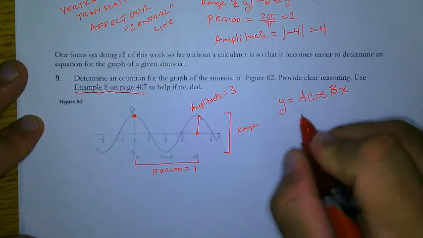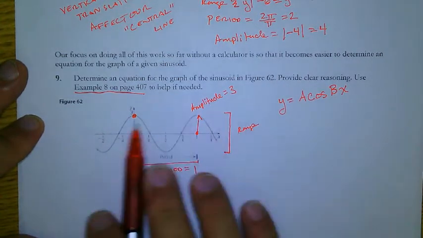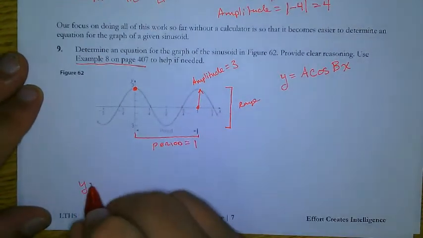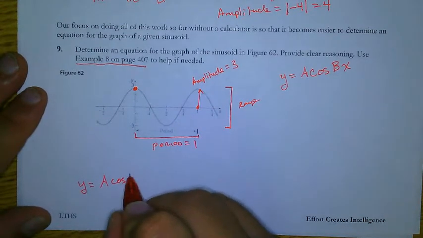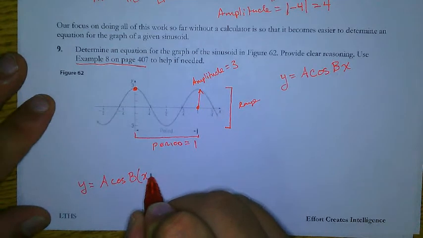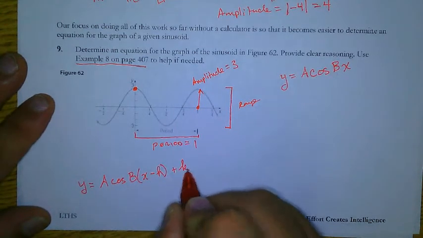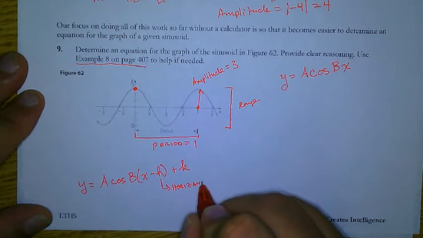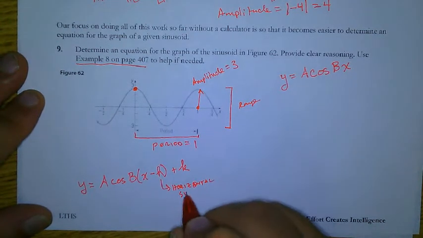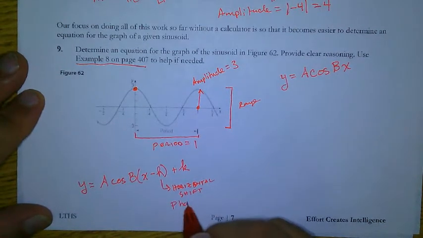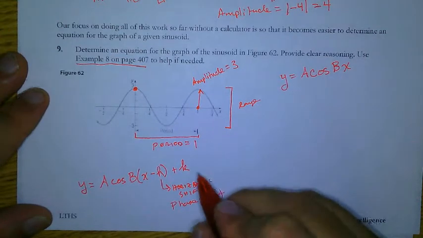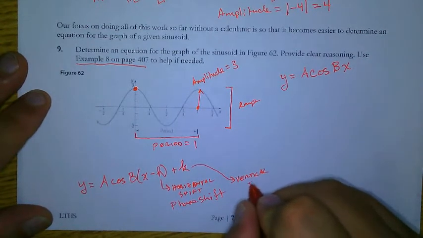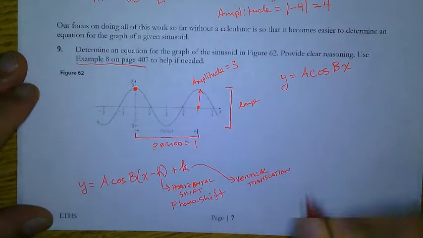Now, if I had additional things, some phase shifts, some horizontal shifts, or vertical translations, my graph might end up being something like A cosine of B times (x minus h) plus k, where h is my horizontal shift, which is also known as a phase shift when I'm working with sinusoids, and k is my vertical translation, what I moved up or down.